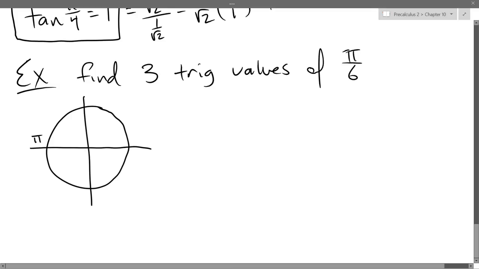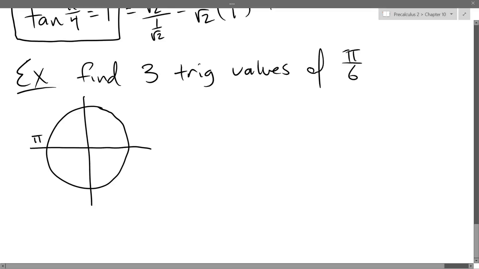If I go all the way to the left, that'll be a full pi. So pi is half rotation. That'll get me all the way to the left. And how much of this do I want? I want 1/6.